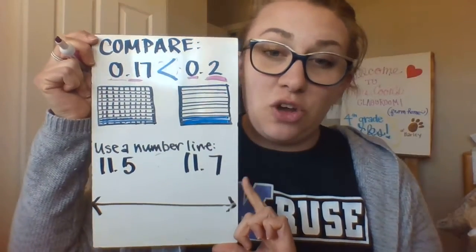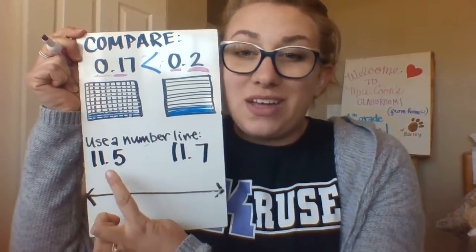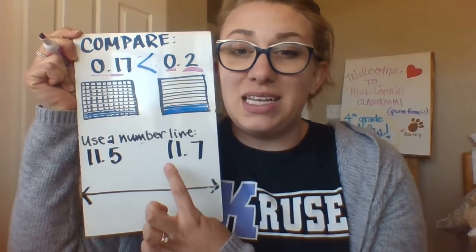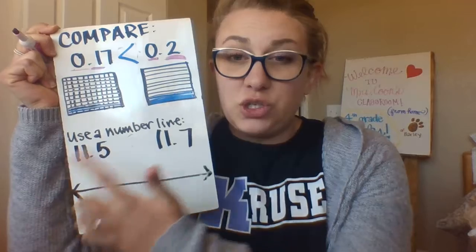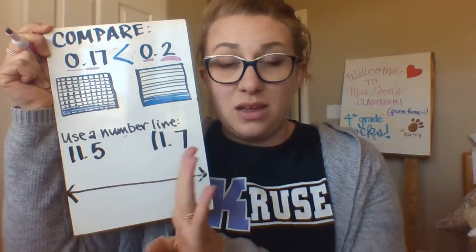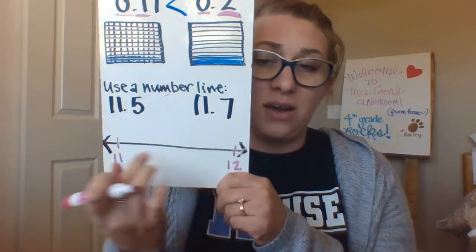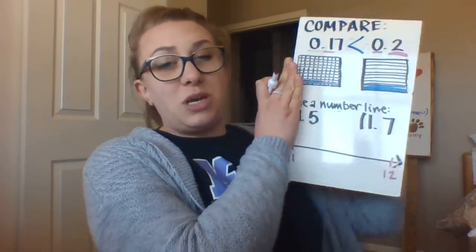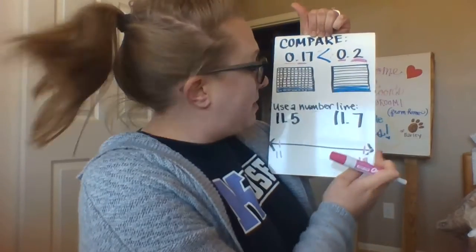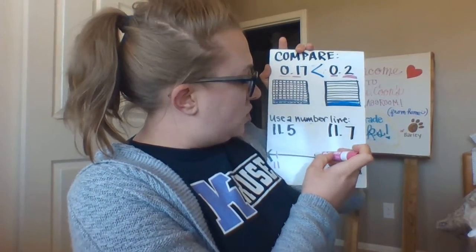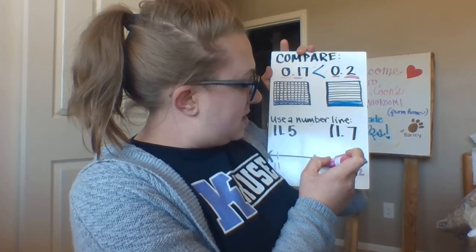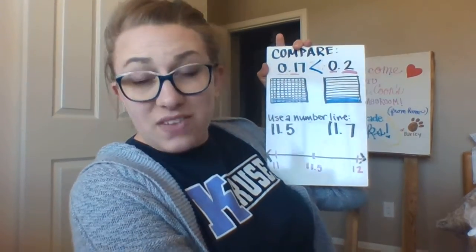Our next example is comparing using a number line. So here we have 11 and 5 tenths and 11 and 7 tenths. So if I were to draw this on my number line, I'm going to go from 11 to 12. Okay, start with 11 on the left side. Then we have 12, right? Because 11.5 and 11.7 are between 11 and 12. Now I need to put in, because I have tenths here, my tenths in between. The first one I'm going to do is smack dab in the middle, just because I feel like that's easier for me visually. So that is 11 and 5 tenths, or 11 and a half.